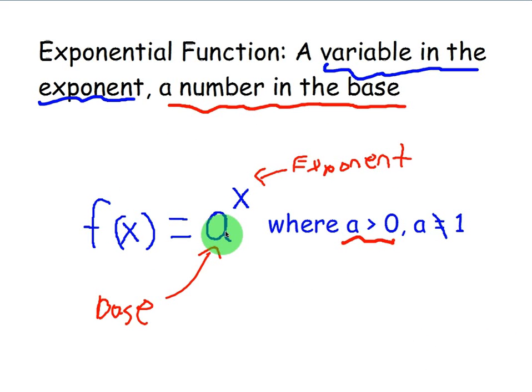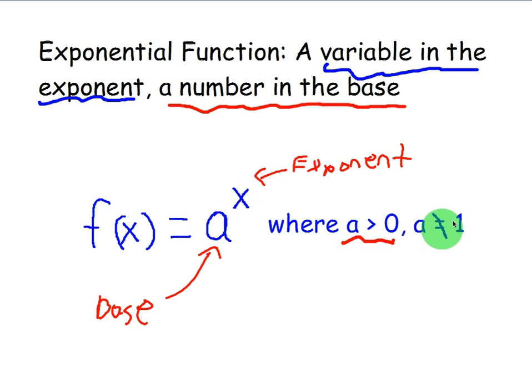If it's a negative number, it gets really weird. We're not going to look at negative bases, just positive bases. And then the exponent is a variable. So an example would be 2 to the x. That's an exponential function. Or 3 to the x. Those are the two most common. So notice, a has to be positive.